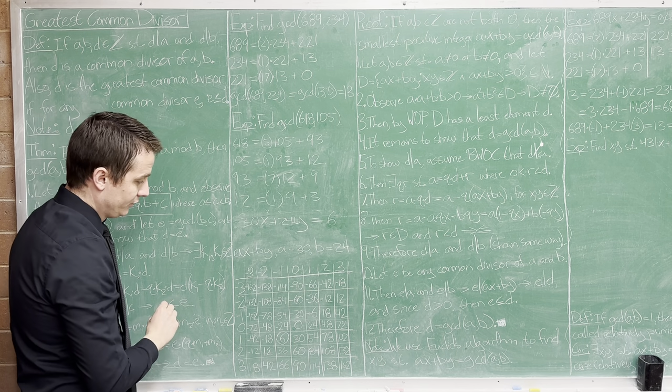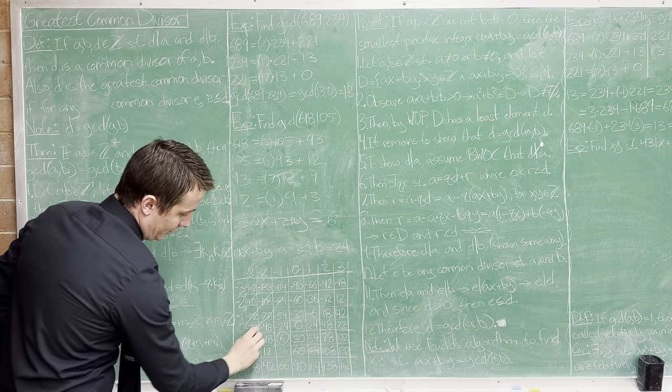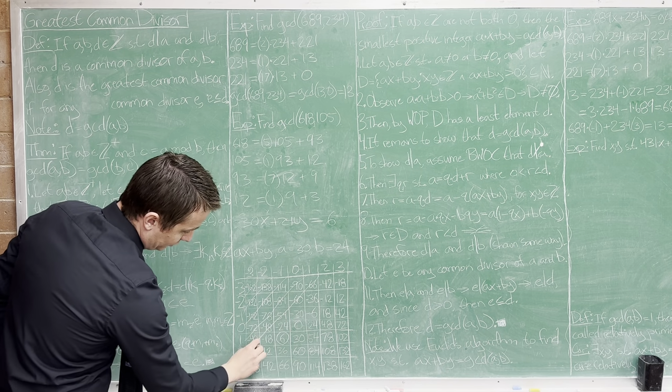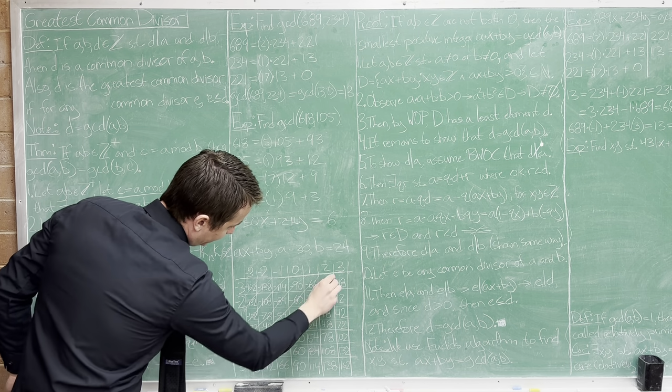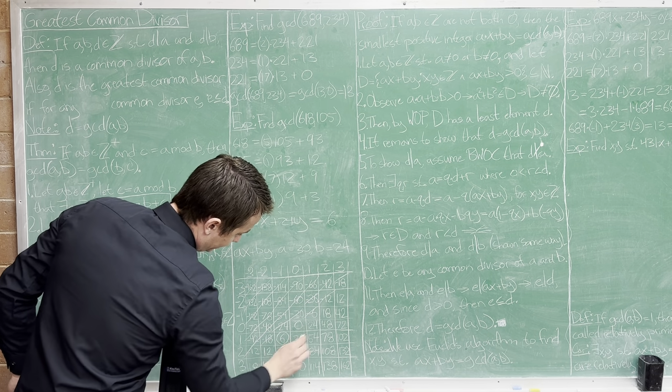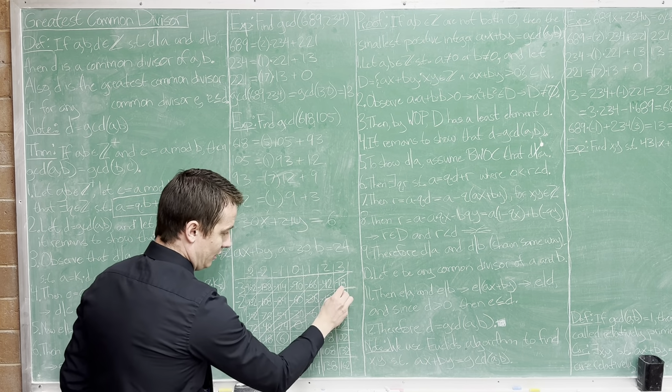So we're getting rid of that number, we're getting rid of those, and we're getting rid of 0. So now all we have are these numbers.